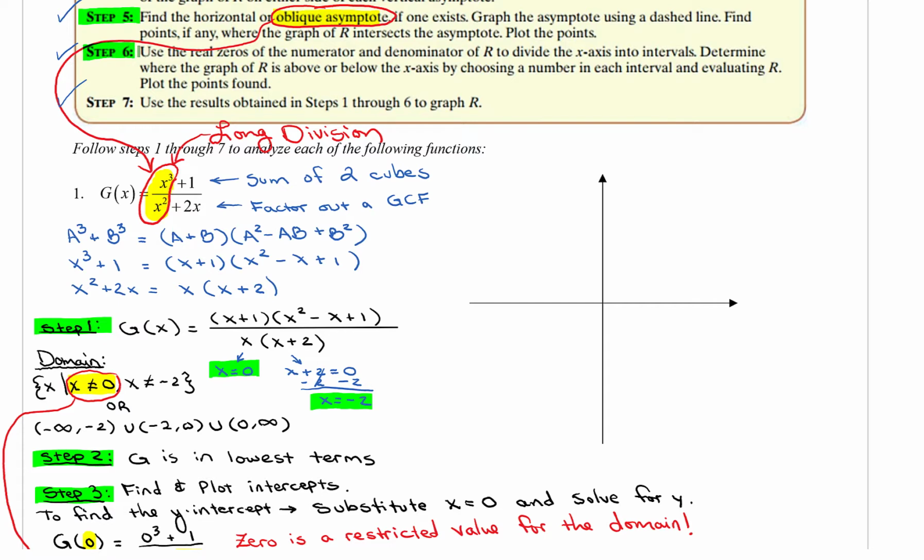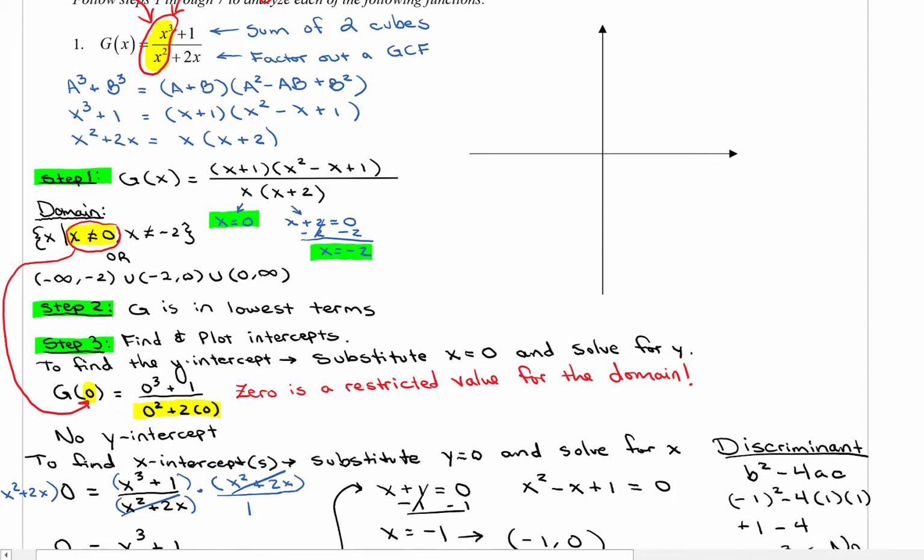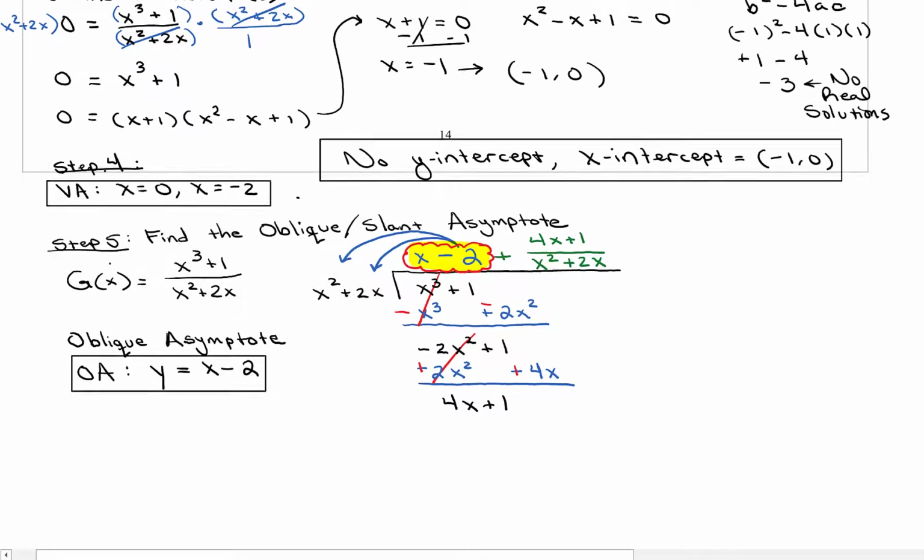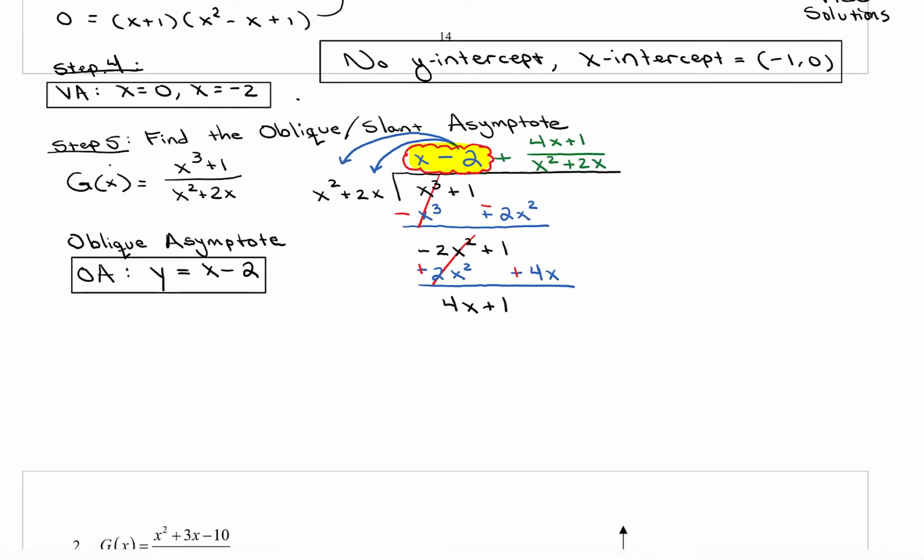Step 6, use the real zeros of the numerator and denominator of r to divide the x-axis into intervals. And then determine where the graph of r is above or below the x-axis by choosing a number in each interval and evaluating r. Because this is a lot of steps within step 6, in order to keep this nice, neat, and organized, I'm going to create a chart. I need more space for this chart.